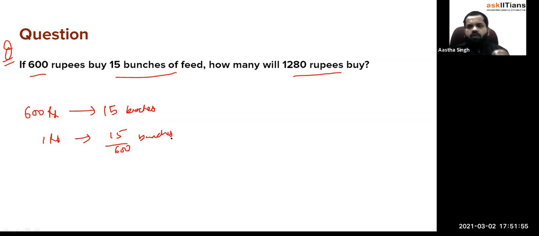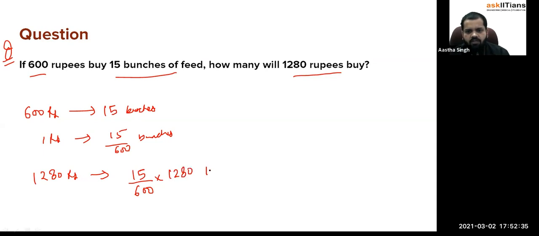I think you all know what the unitary method is. The unitary method is just to find the value of 1 unit and then find the required unit asked, according to the question. So 600 rupees buy 15 bunches of feed. In 1 rupee, we can buy 15 upon 600 bunches. If 1 rupee buys this many bunches, then 1280 rupees will buy what? 15 divided by 600 multiplied by 1280 bunches.